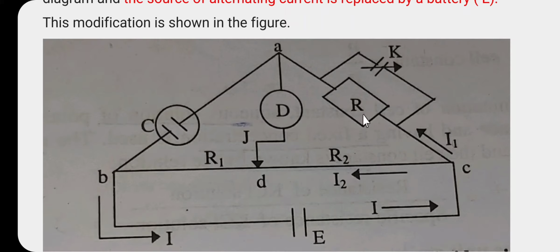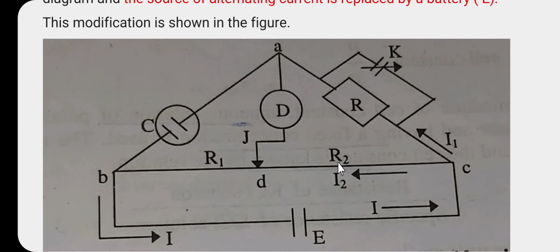Again, R is the variable resistance, K is the capacitor, D is the detector, C is the conductivity cell, while E is the source, J is the jockey key, and D is the balance point. And BC is the wire which has a uniform cross sectional area.